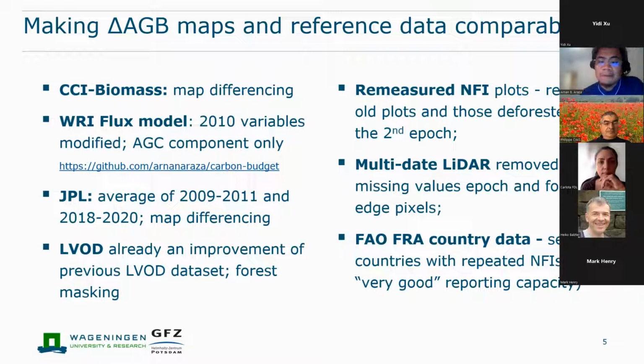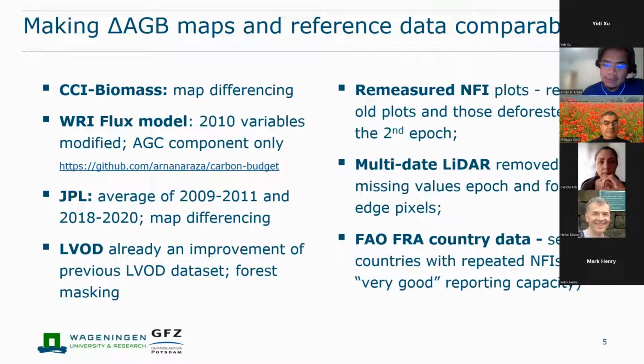So, for example, the maps can still detect losses while the plots do not. So that should be accounted for. And we also relied on multi-date open source LiDAR maps, high resolution, and also not just open source, but also some data providers under data use agreements provided something for that.